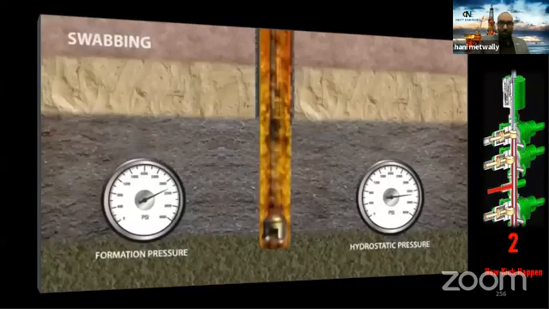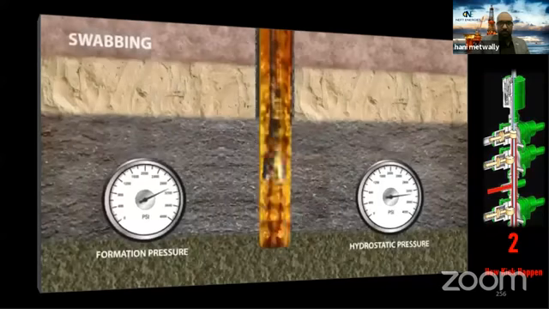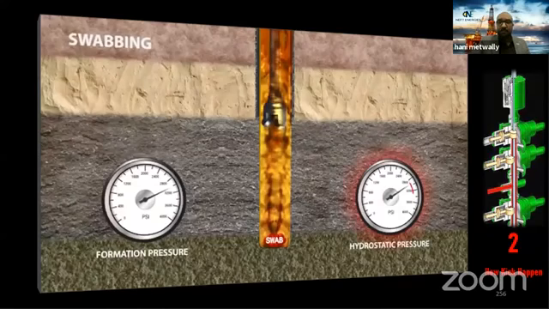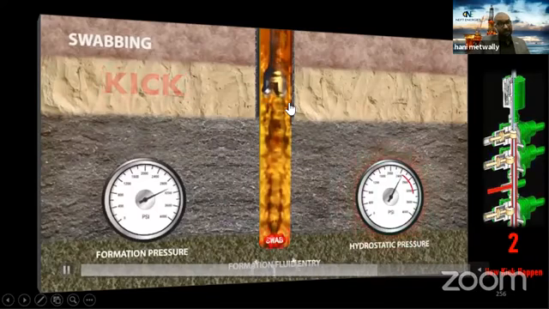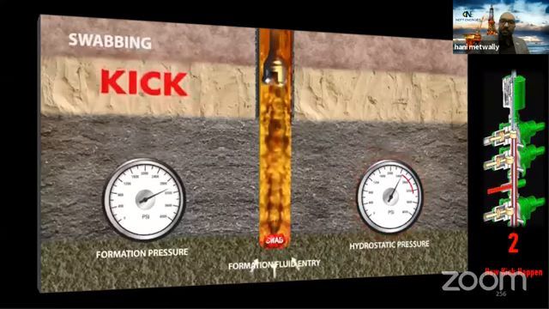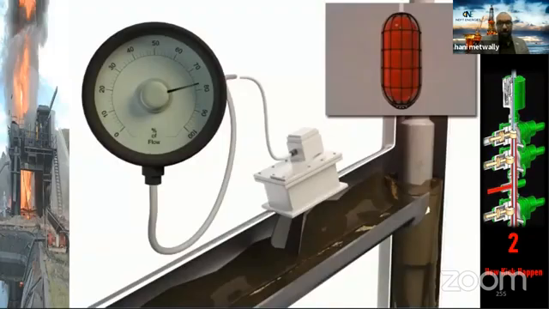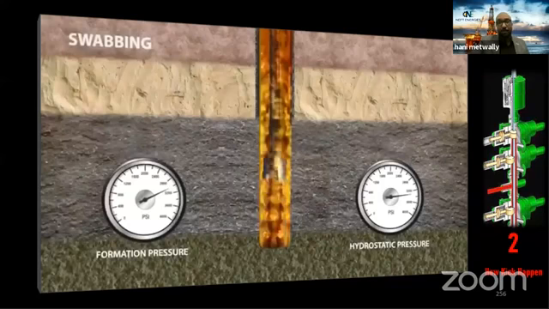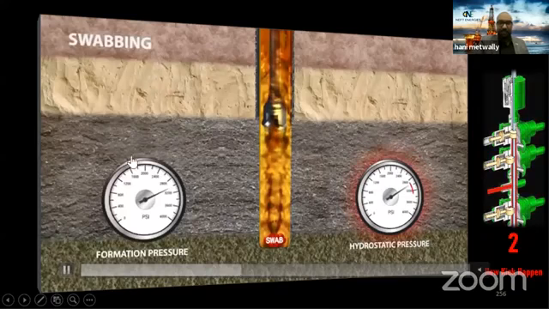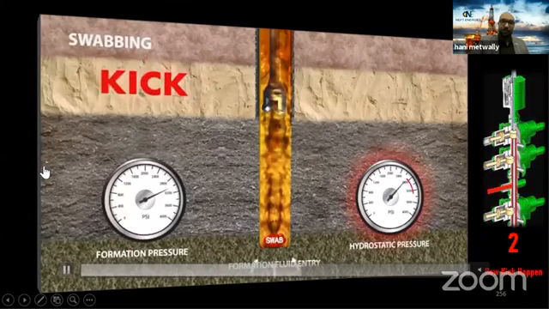Okay, this is an example of swabbing. What is the meaning of swab? It means we retrieve our drill string very fast, and the clearance between the drill string and the annulus is very small, and also the viscosity of the mud is very high. So in this case, what will happen? You will have swabbing. It means you will make a piston effect on the formation, so you will swab the formation fluid. So the hydrostatic pressure will decrease till you get a kick, till you get influx of formation fluid.